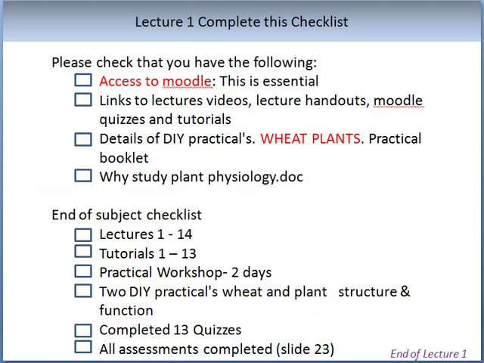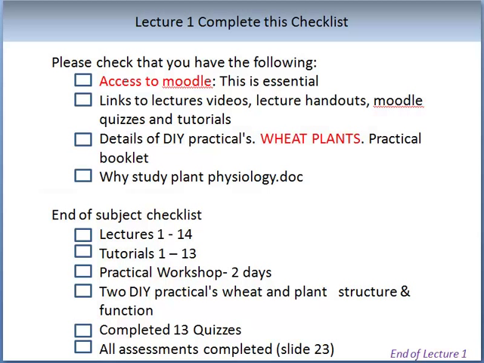I will end this lecture with a look at a checklist. The first part of the checklist is all the components that you should have in order to start this subject. The second part of the checklist is a list that should be completed at the end of the subject. This will ensure that you have completed all components of the subject and are ready to sit the exam.